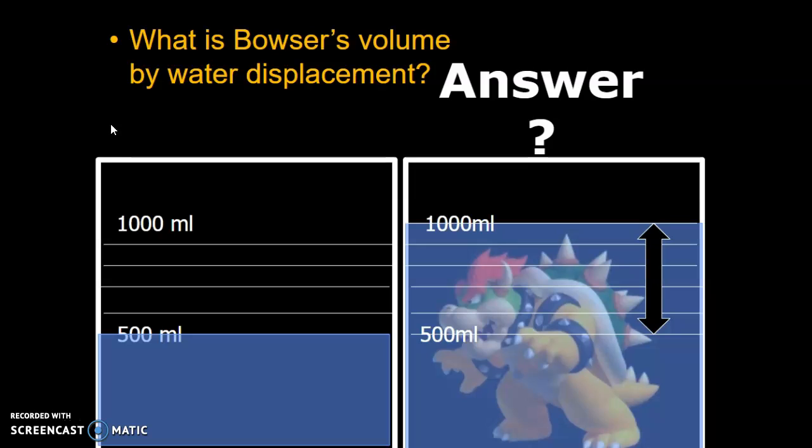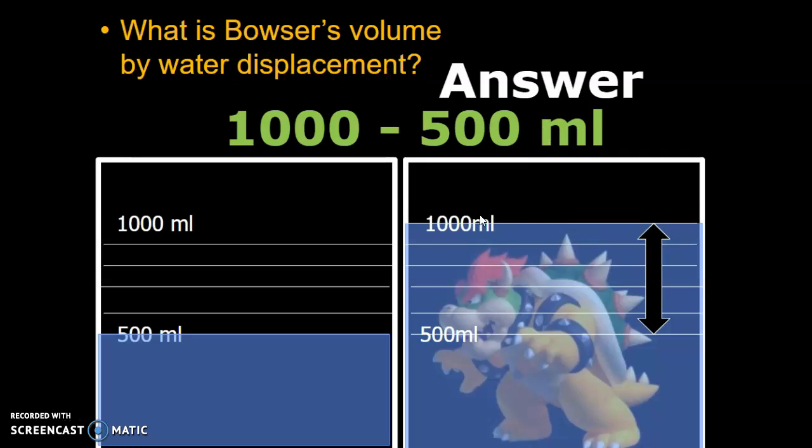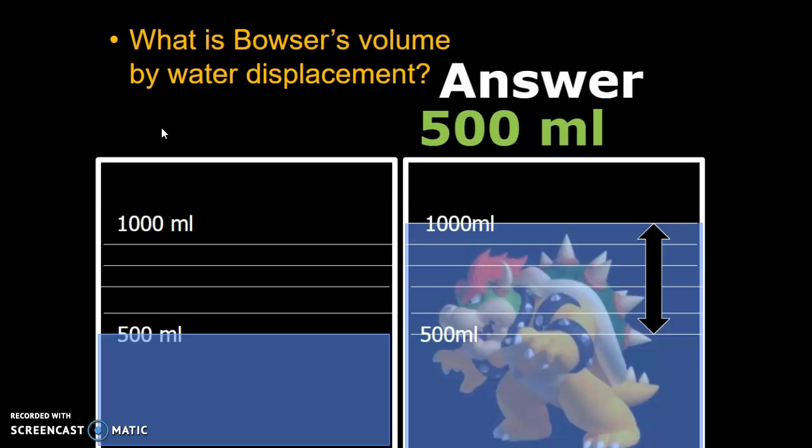So to figure this out, we need to do some subtraction. We need to take where the water is now at 1,000 and subtract the number that we started with. Go ahead and do that subtraction for us and see what you get. Okay, the answer to this is 500 milliliters. So 1,000 minus the 500 that we started with would give us 500 for an answer.